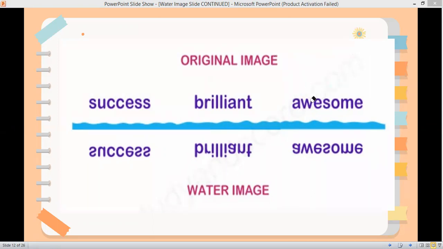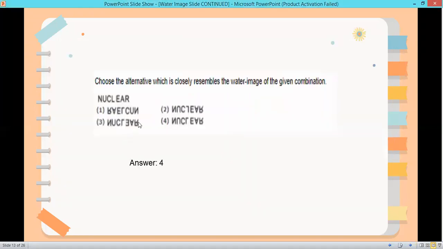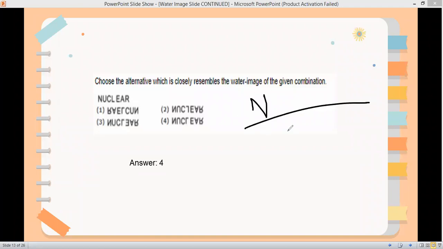I'll quickly take a few more examples, and please make a note, as that is very important in this question. For example, here is a question called nuclear. Okay, so what do you have to do in nuclear? It's NUCLEAR. The N part will become, I'll just give you an example.